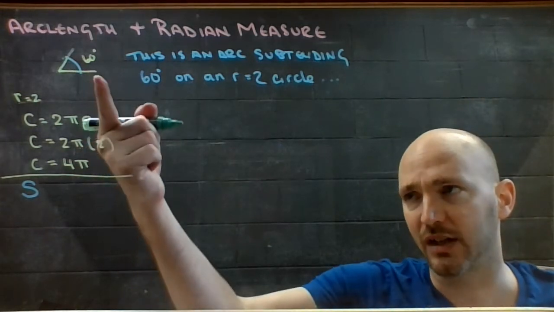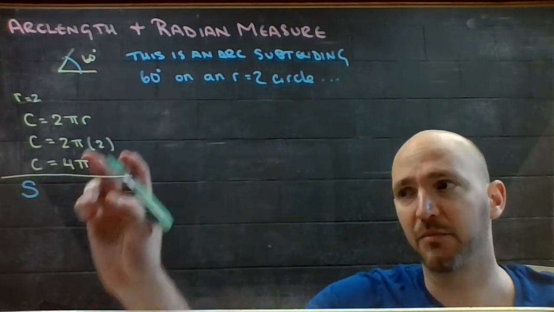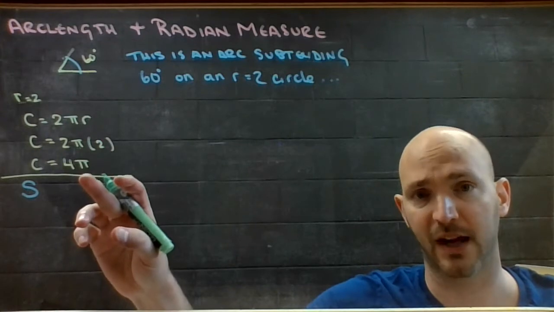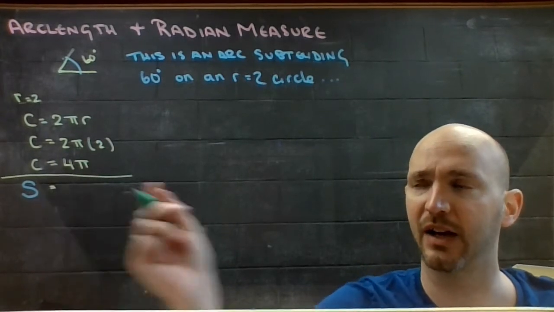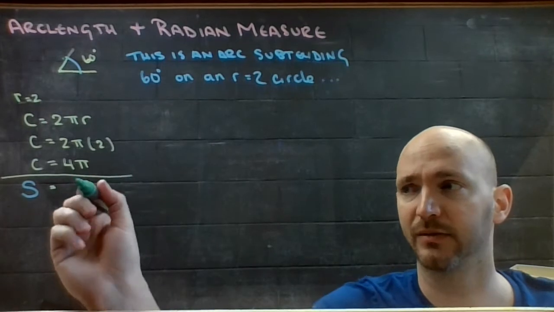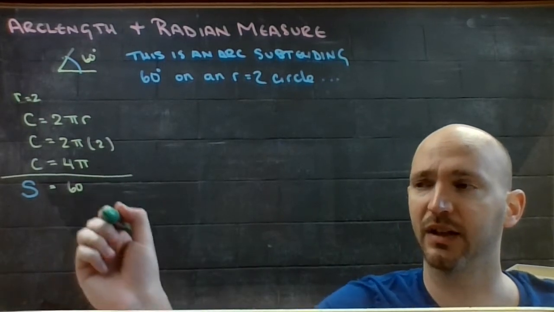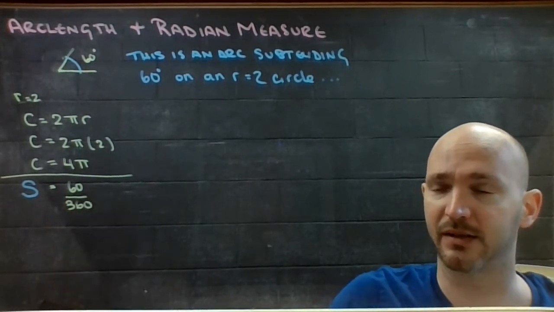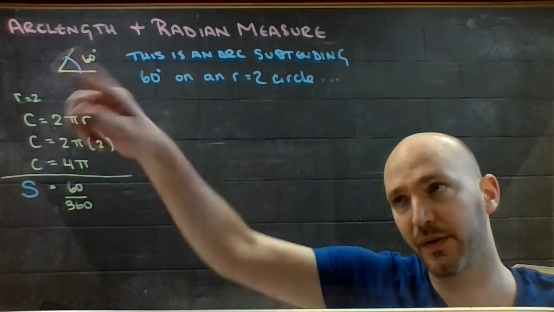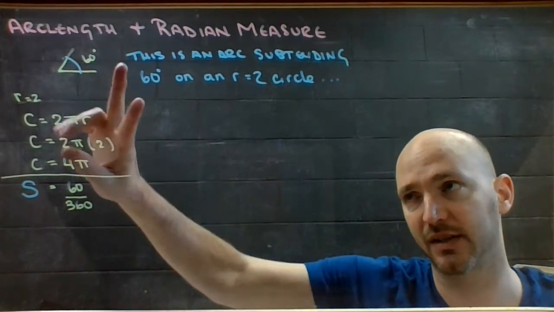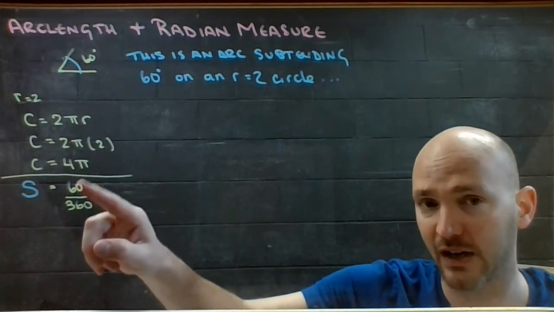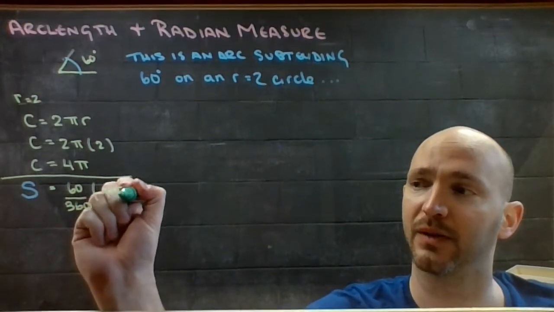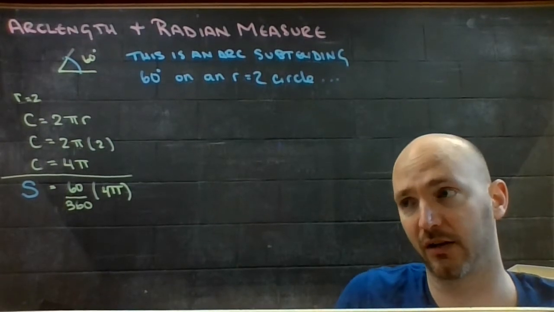So this chunk here, that is some piece of this circumference. It's not the whole thing. It's just a little fraction of it. So the way I'm going to get that fraction is I'm going to take the angle that I have there. It's 60 degrees out of a total of 360 degrees. So the whole thing was 360 degrees. This chunk is a 60. So that fraction, 60 out of 360 multiplied by the full circumference, should give me my arc length.